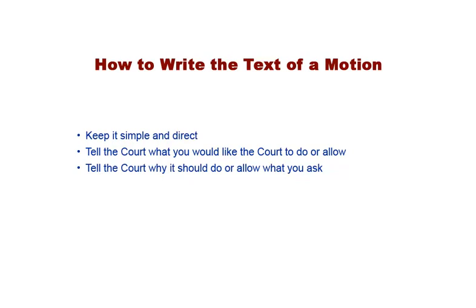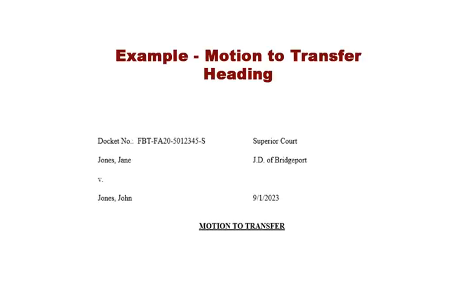You can visit or contact a Judicial Branch Law Library to conduct research to see if any pre-printed samples or examples of your motion may be available. For our example, the parties are Jane Jones as the plaintiff and John Jones as the defendant. The court is the Judicial District of Bridgeport. The date is September 1st, 2023. The title of our motion is a motion to transfer.